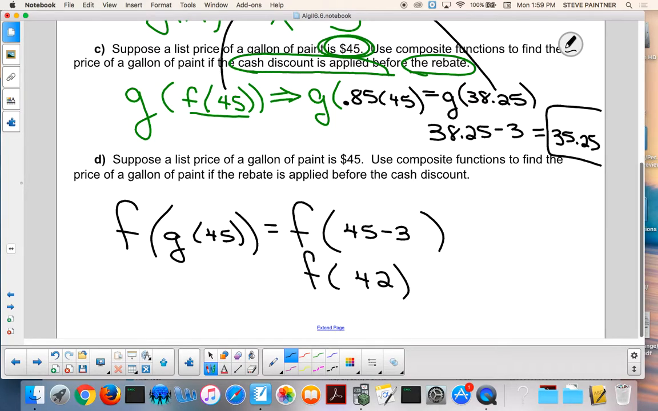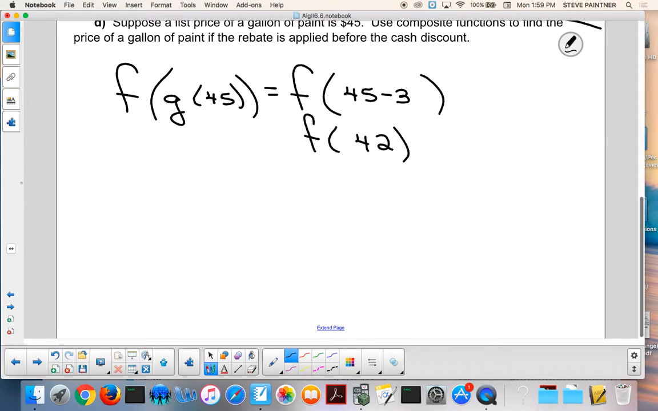Put the 45 in the rebate function, take off $3. You paid 42 for the paint, right? Now, put the 42 where? Into the other function. 0.85 times 42. Who's got the answer? 35.7. $35.70. Got it.